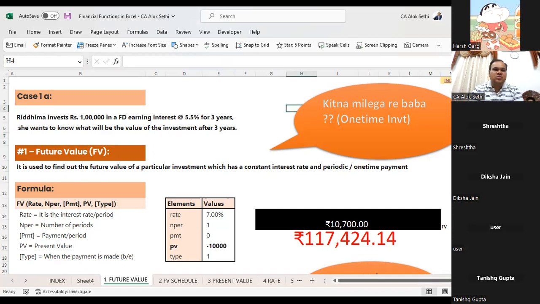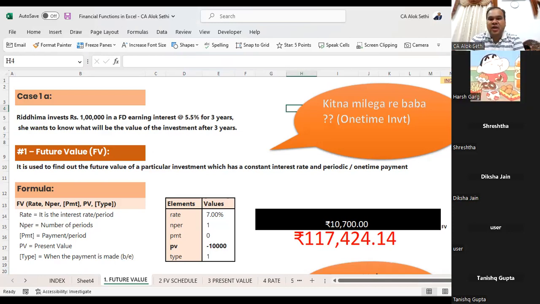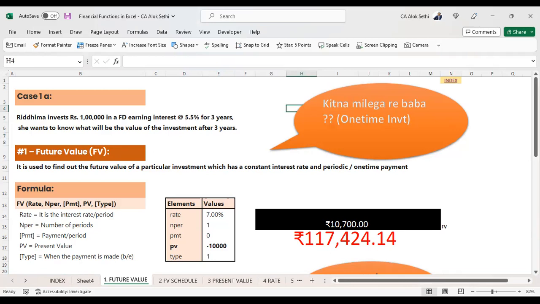Yes. चलिए, so Ridhima invests 1 lakh in an FD earning interest at the rate of 5.5% for 3 years. She wants to know what will be the value of investment after 3 years. So she wants to know what will be the value of investment after 3 years. So how do you apply the formula in Excel?